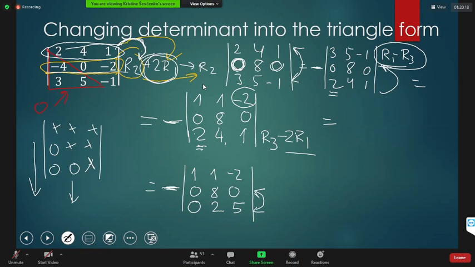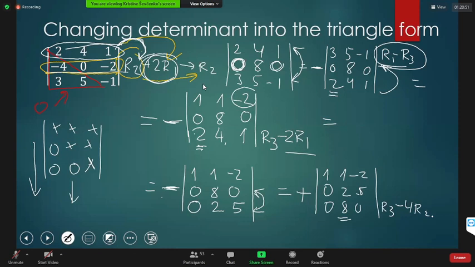If I exchange these two rows, I have two benefits. First benefit, this minus disappears because I changed the sign again. 1, 1, minus 2, 0, 2, 5, 0, 8, 0. And the second benefit is now I can make a 0 there. If I multiply the second row by -4, I get -8 instead of 2. And adding to the third row, I get 0. So I will have row 3 minus 4 row 2.